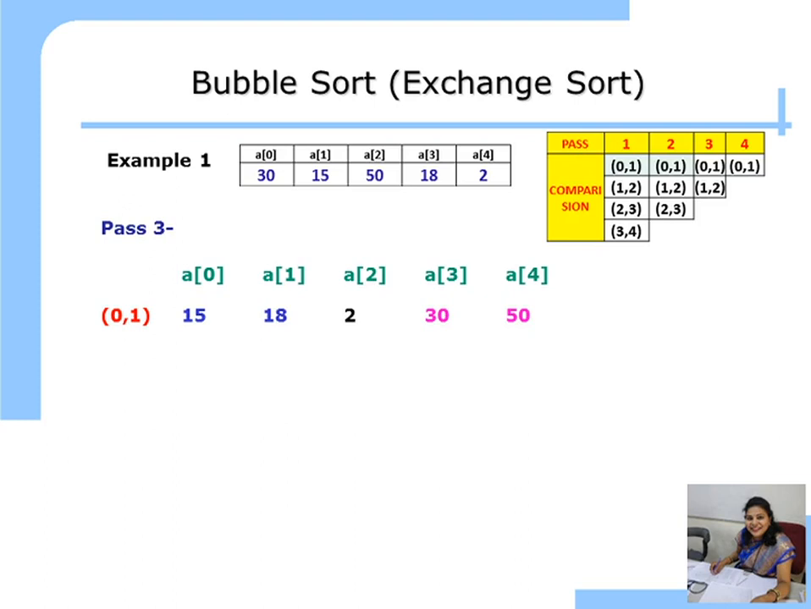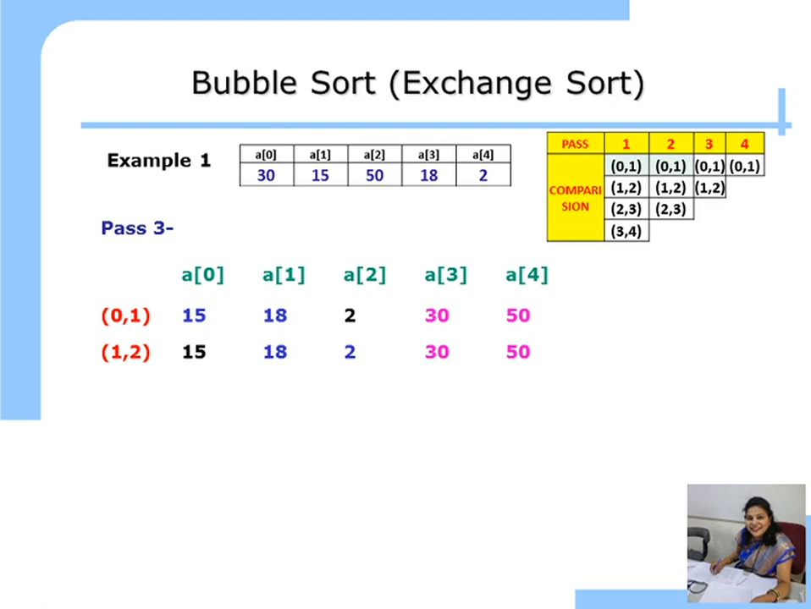Now we will do the comparisons of pass 3. As you can see, pass 3 has 2 comparisons. First is 0, 1 and second is 1, 2. Let us do the first comparison, 0th and 1. What is present at the 0th location? It is 15. What is present at the first location? It is 18. Is the 0th element greater than the first? Is 15 greater than 18? No. So there is no swapping. Output will be the same: 15, 18, 2, 30, 50.